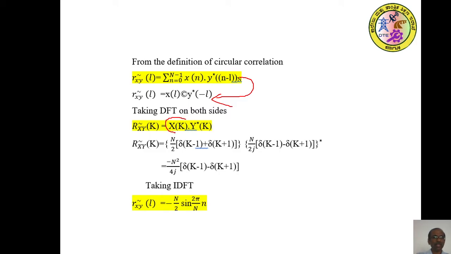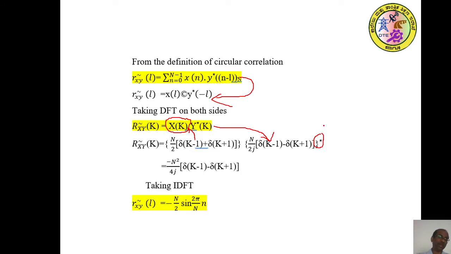Already you know what is x of k. In the previous step I have solved: N by 2 into delta k minus 1 plus delta k plus 1. Now you want y star of k. So copy y of n: N by 2j delta k minus 1 minus delta k plus 1, complete to the power of star, that is complex conjugate.